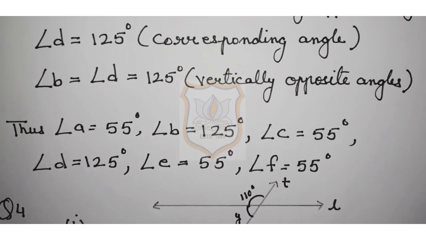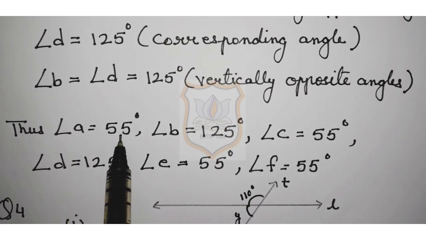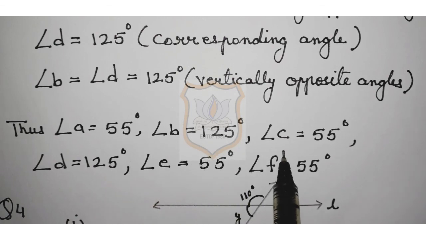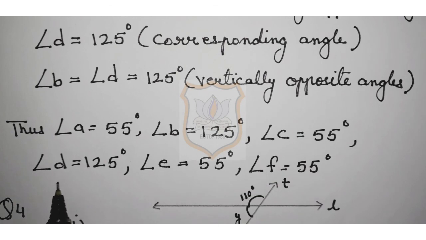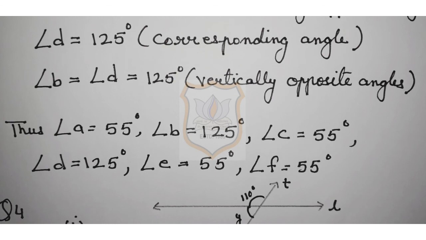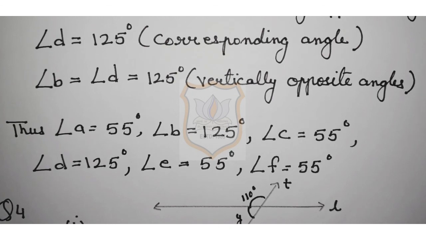So we can say that students, angle A is equal to 55 degree, angle B is equal to 125 degree, angle C is equal to 55 degree, angle D is equal to 125 degree, angle E is equal to 55 degree and angle F is equal to 55 degree. Now let's solve question number 4 of exercise 5.2.